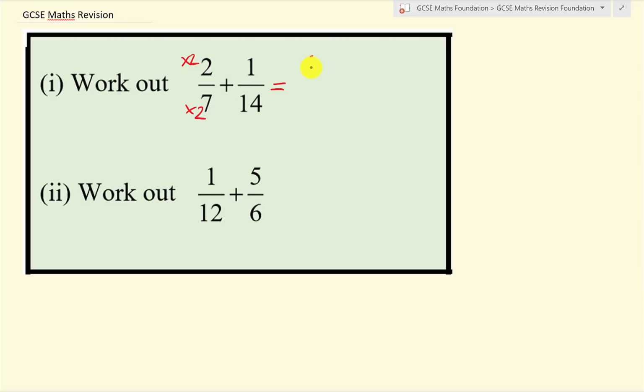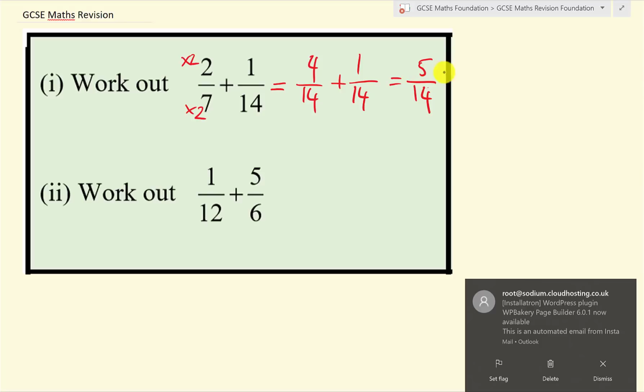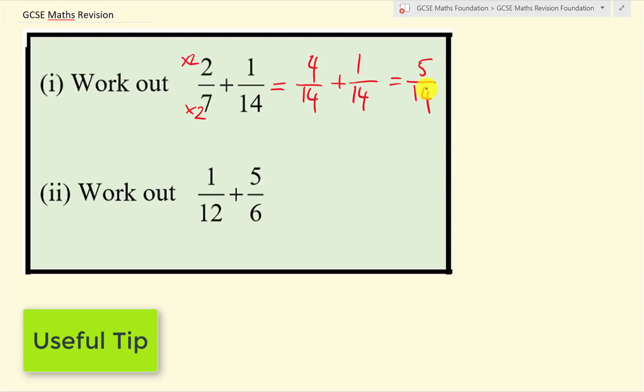So 2 times 2 is 4, 2 times 7 is 14. Now this fraction is already out of 14, so I'll leave it as it is, 1/14. We found the common denominator 14, which stays the same, and the numerator is 4 add 1 is 5. Double check if you can simplify the fraction. As we can see, we cannot simplify it. 5/14, we cannot change it into a mixed number because it's not an improper fraction, therefore leave it as it is. So that's our answer, 5/14.